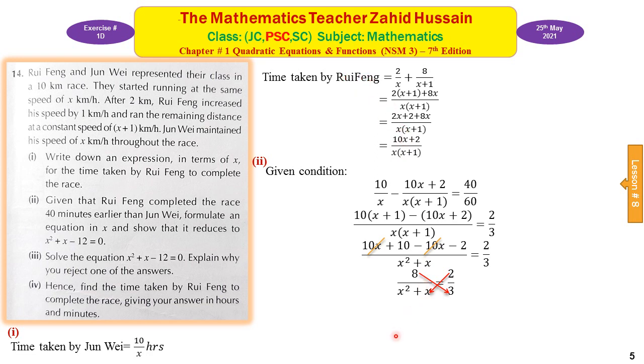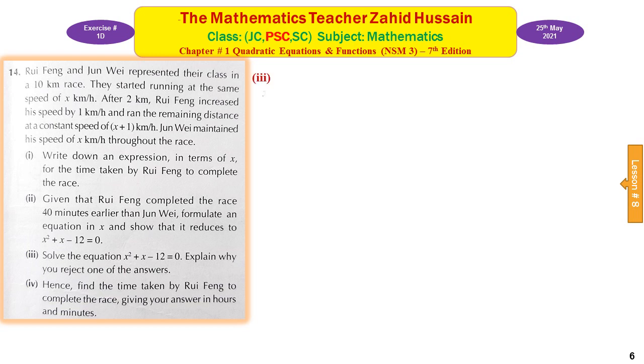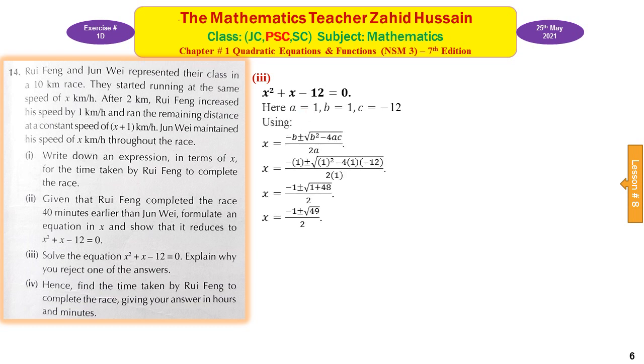Now solve this equation. This equation can be solved by factorization, by completing the square, or by the quadratic formula. This can also be solved by factorization. The factors for minus 12 are plus 4 and minus 3. But here I have solved this by using the formula. Put the values of a, b, c in the formula and find two values of x. One value is negative.